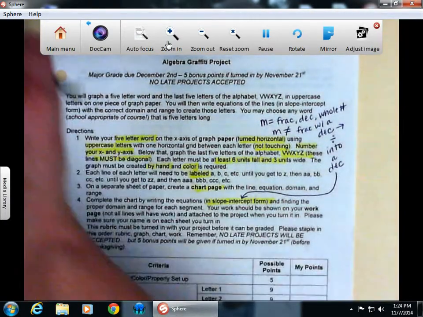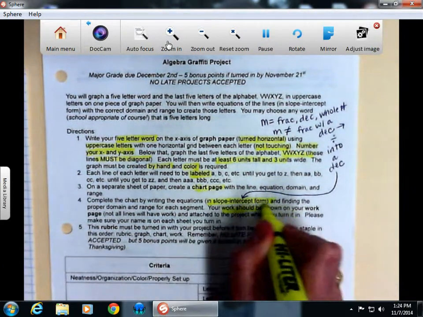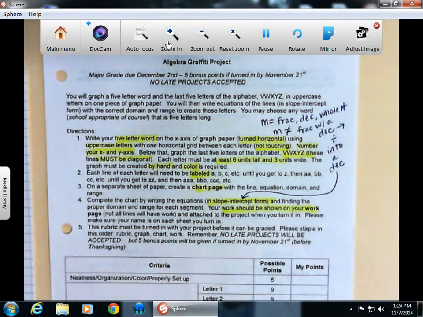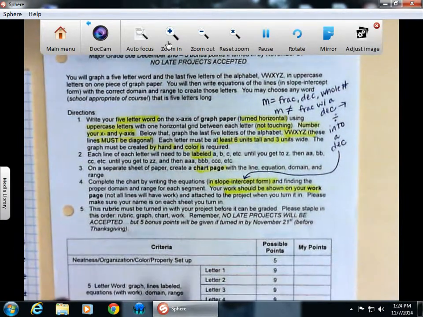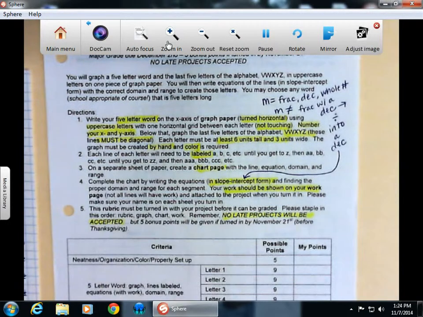The other thing I want you to highlight is your work needs to be shown on the work page. If you don't have work, you don't get credit. The last thing we're going to highlight on step 5 is no late projects will be accepted. This is a high school course. We follow high school rules. It's either turned in or it's a 0.